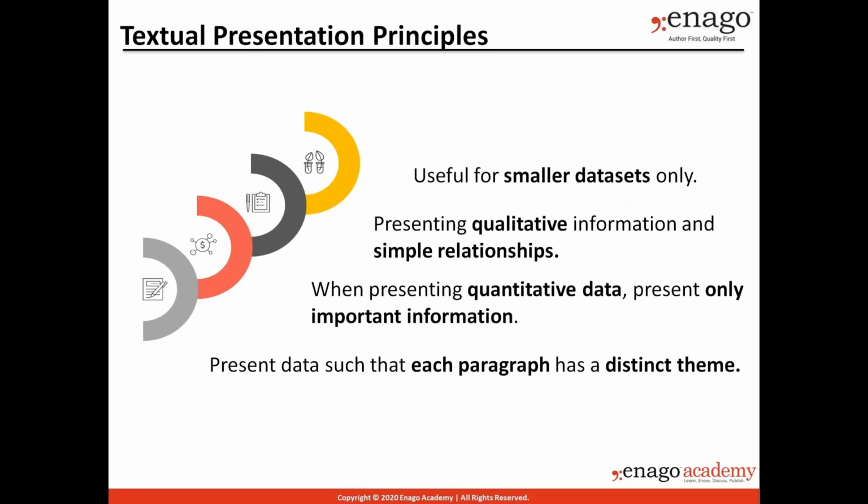Let's look at some additional tips for each one of these three forms of presentation. How can we make it easier and smoother for the audience? And how can we make it easier to get accepted to a journal? The textual presentation is useful for smaller data sets only. If you only have a few measurements for a specific experiment, you can easily describe that in text. It's good for presenting qualitative information and simple relationships. Or when presenting quantitative data, it's best to present only the important information in text as highlights.